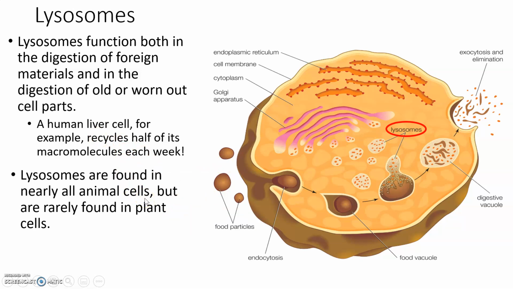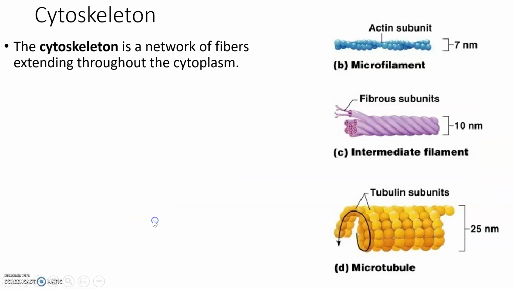All other cells have them as well, maybe not quite as many, but it's a pretty common feature in eukaryotic cells. You rarely find them in plant cells, though. So animal cells tend to have them. Plant cells generally don't have lysosomes.